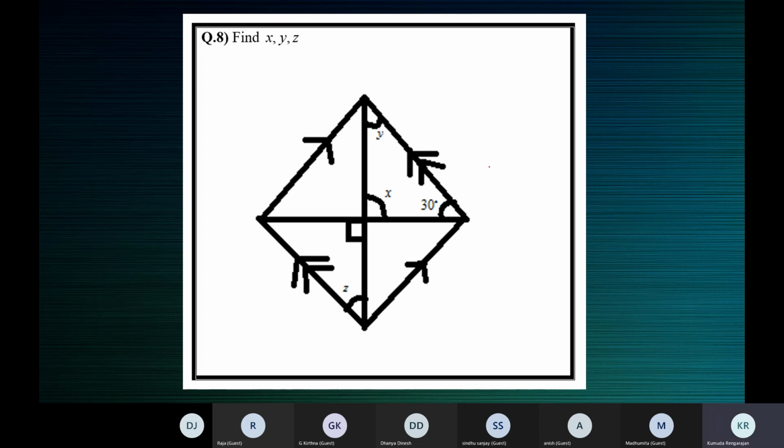Do we all understand the meaning of this symbol? What does it mean when this symbol is used? That's 90 degrees, ma'am. We all know that, right? Okay. This is 90 degrees. Then what is the difficulty? Tell me.